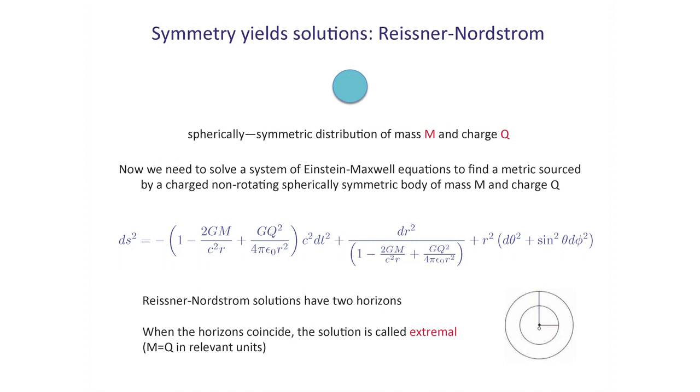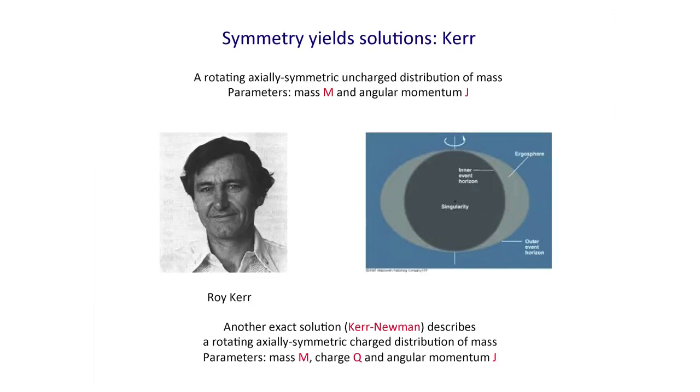Notice that it has two horizons, because we have 1 over r squared, and a quadratic equation will give us two horizons. And the coincidence of the horizons gives the extremal solution, and these are very important in string theory and other theories. All right, then another solution is even more important.